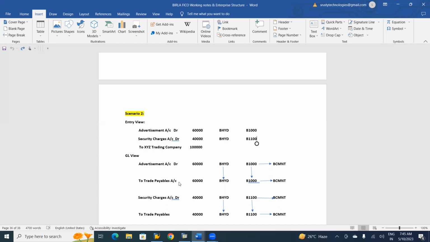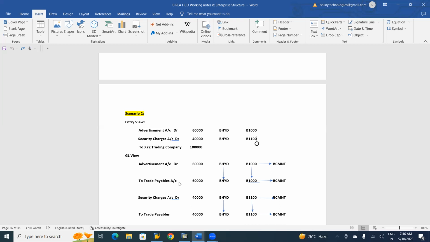So write down zero balance splitting. Put a heading as zero balance splitting.